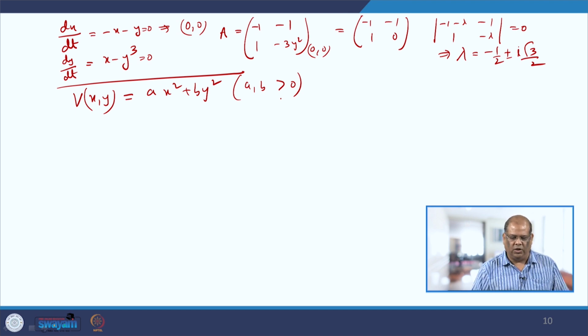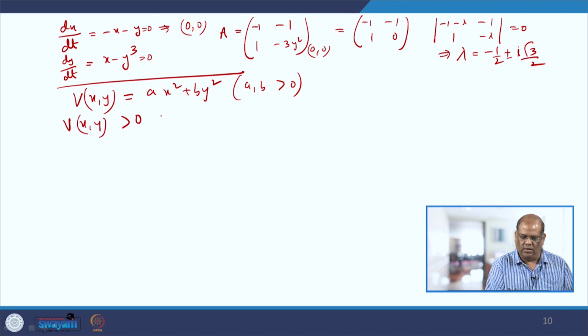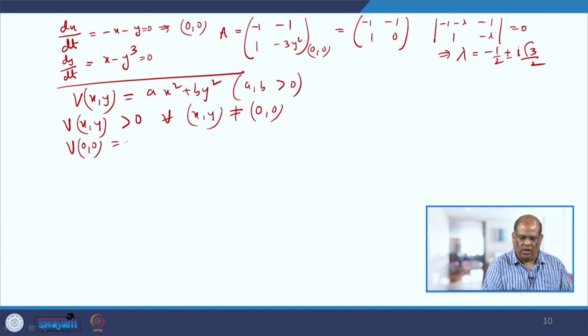First of all, this function is positive definite, because you can see that other than x equal to 0 and y equal to 0, this function is always positive. So, it is positive definite. So, we just write this is greater than 0 for all (x, y) not equal to (0, 0). And also V(0, 0) is equal to 0. So, it is very important that you check these two properties.